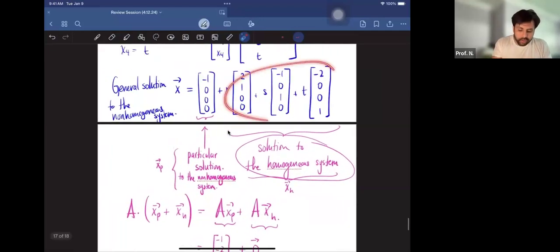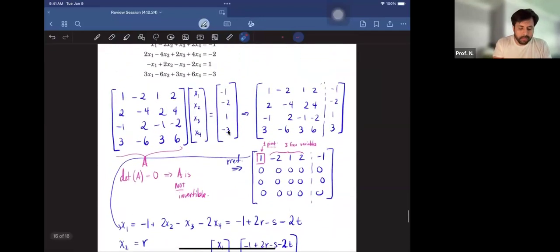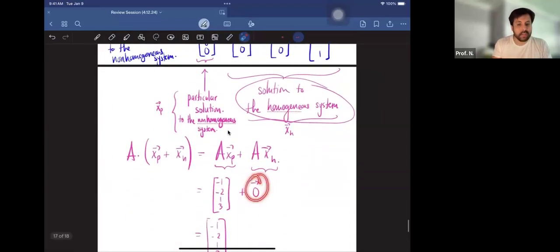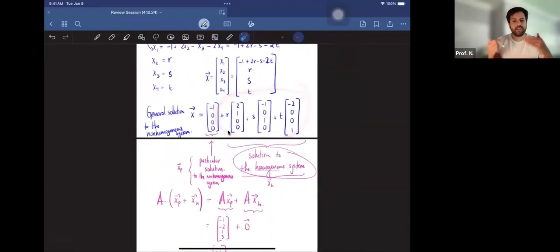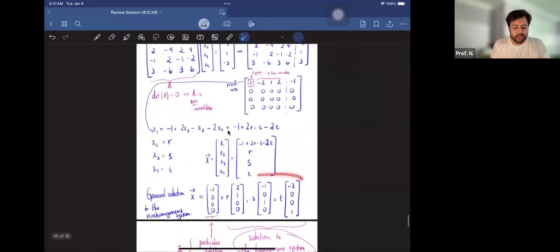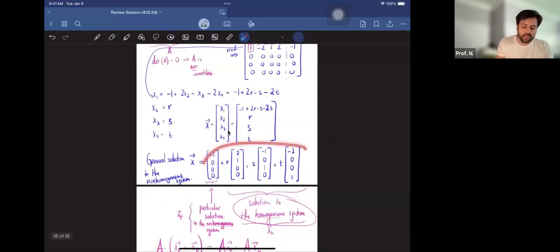And these vectors, under the multiplication of A, right? They always get mapped to zero by the very nature of what they are. They are the solution to the homogeneous system. So you're essentially finding two things at once. If done correctly, and you go through all the steps, you get a particular solution to the non-homogeneous system, and then you get the general solution to the homogeneous system, which when you connect these two things together, you get the general solution to the non-homogeneous system.